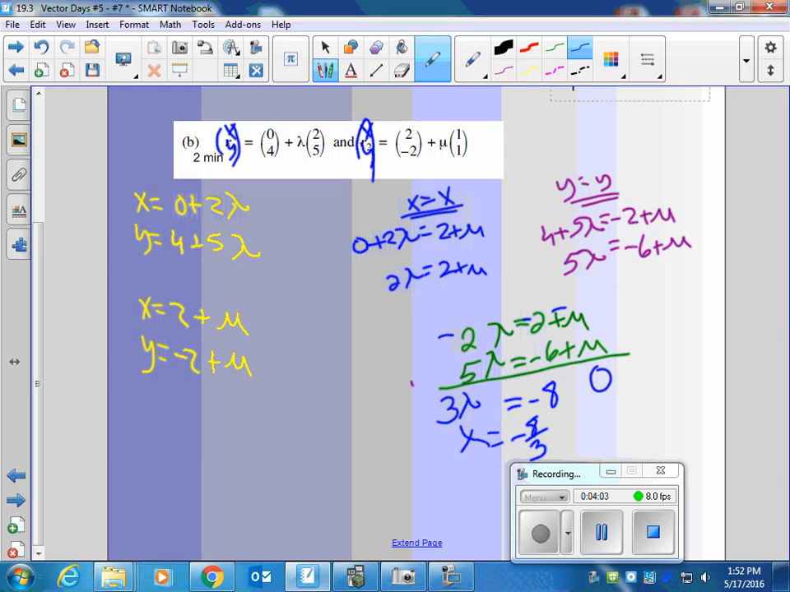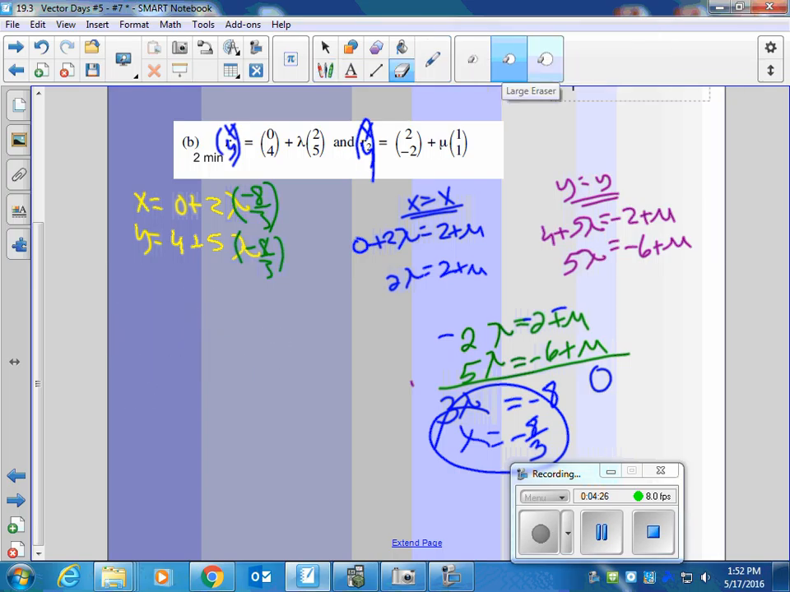Is that it? No, that's nothing. All that is what lambda is. You got to find out what the coordinate is. So you say lambda is equal to negative 8/3, then put it in right here. Lambda is negative 8/3. And so when I do that, I can calculate the point x equal to negative 16/3.